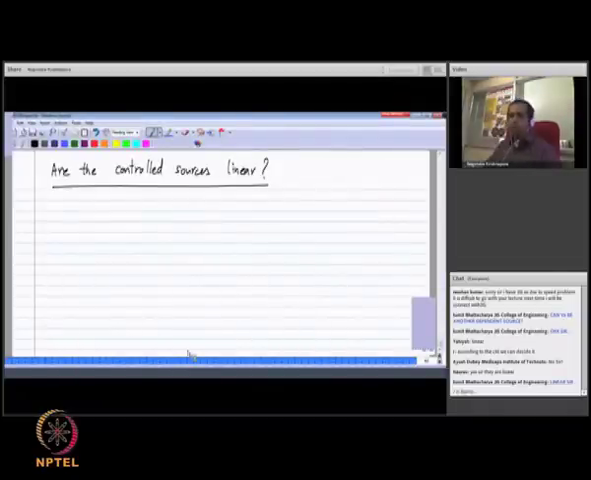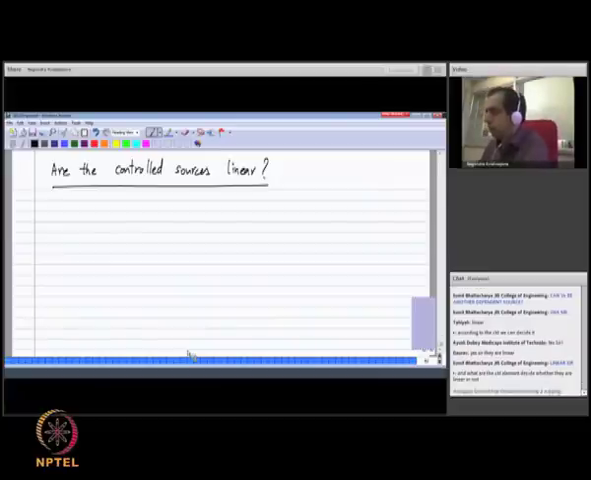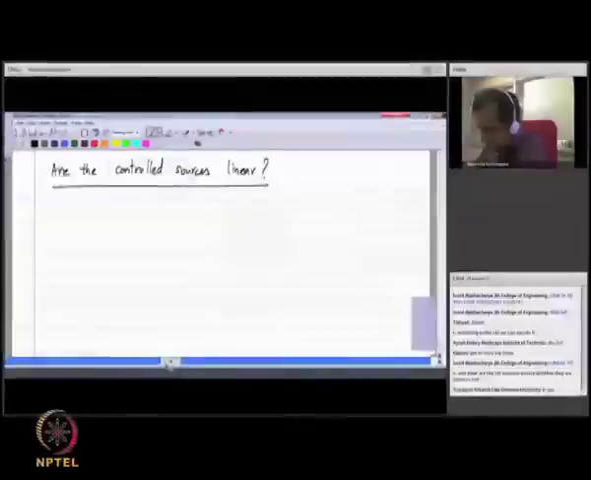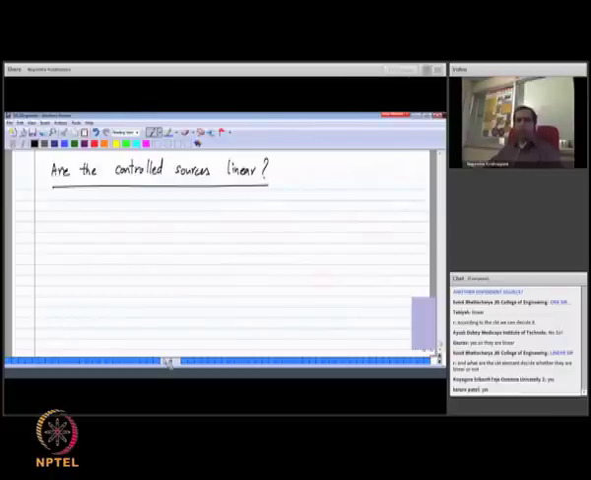The question is, are the control sources linear? The way I have defined them, okay? I think many of you have responded and you said that they are linear. Some said they are non-linear, I am not sure why. They are very much linear.